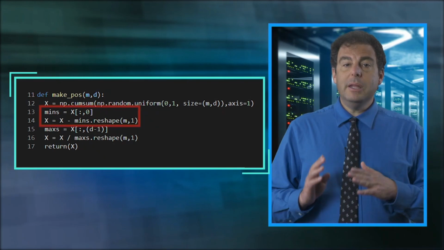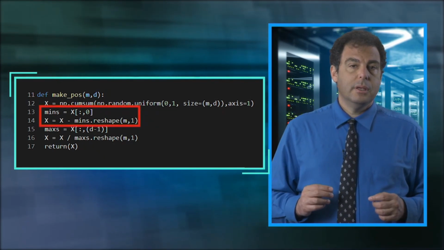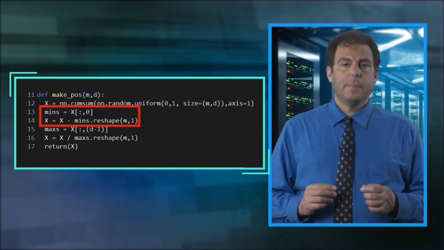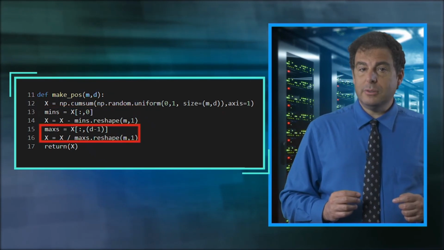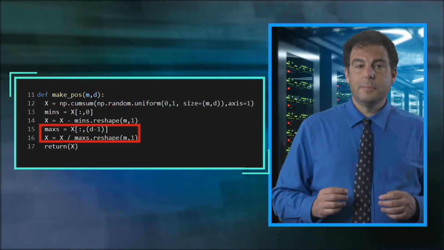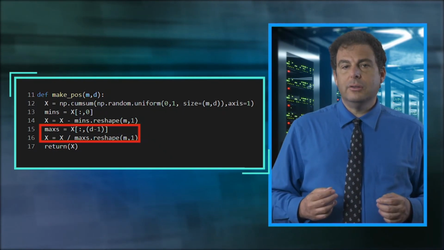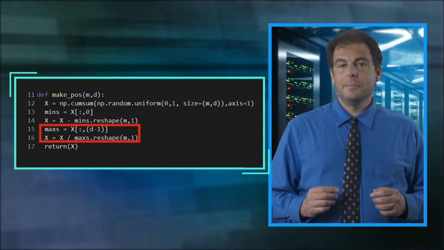First, we grab the mins of each row in a vector x. Since the rows are increasing, the min must be on the far left. We subtract off these mins. We then grab the maxes for each row. They are on the far right. We divide the vector x by the max values so everything is in the 0, 1 range as desired.